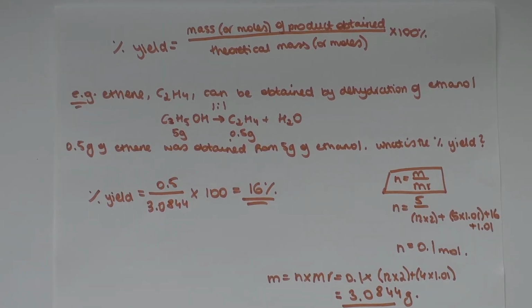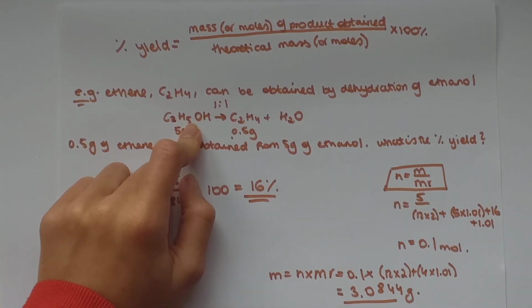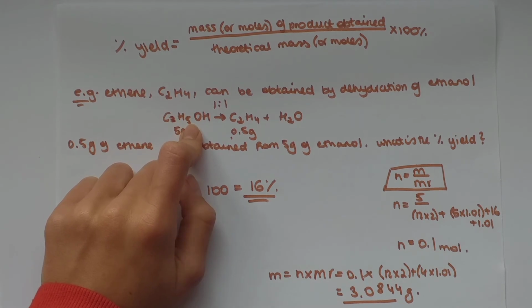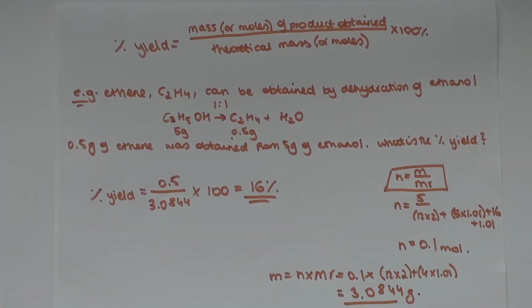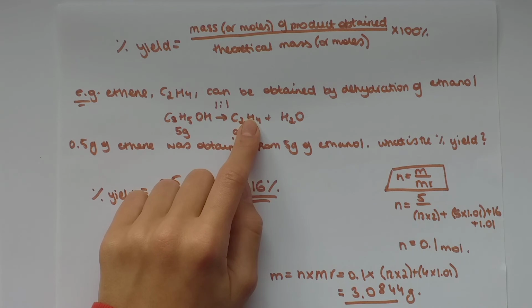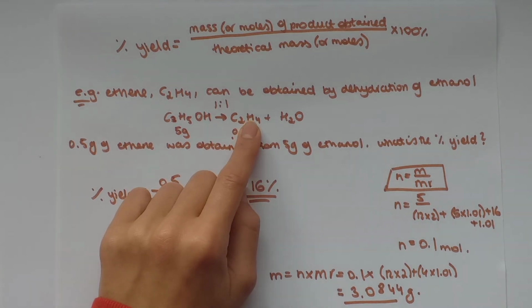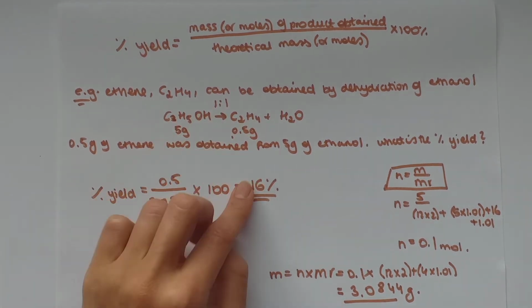And what that means is making ethene from ethanol is not very effective. And what I mean by this is that we should make ethene from something else, not ethanol, because we don't get much ethene from ethanol anyway.